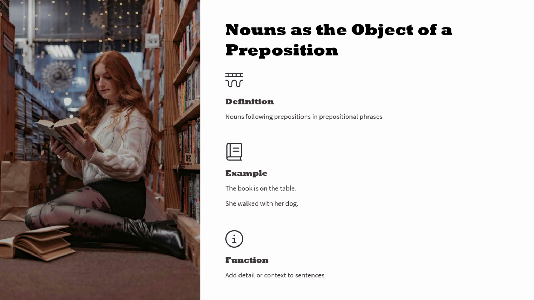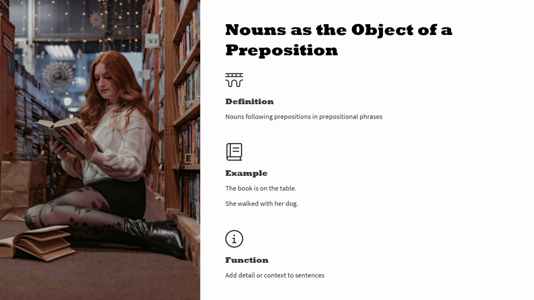Prepositions are words like on, in, under, with, and about that show relationships between other words in a sentence. The noun that follows the preposition helps complete the prepositional phrase, adding essential detail or context. So let's look at a couple of examples to better understand how nouns function as the object of a preposition, and then we can put this into context.